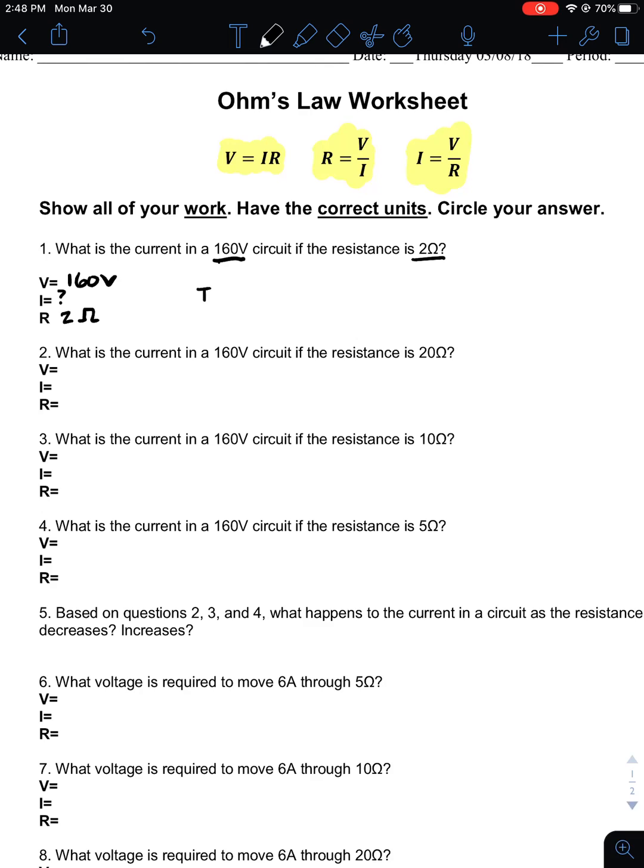The formula is I equals V over R. Now sub in your units, 160 volts divided by 2 ohms. Final answer is 80 amps, which in reality is a really high number. But notice the things we look for. List your variables, formula, sub in with units, circle final answer.